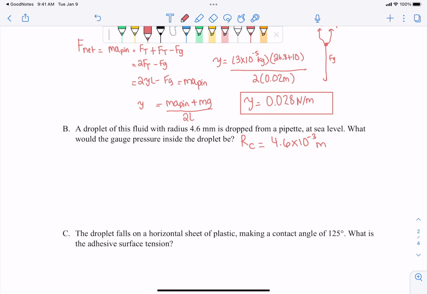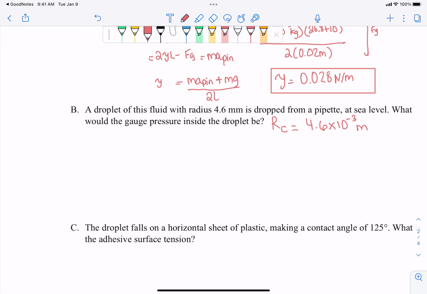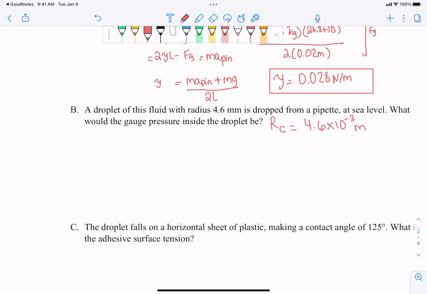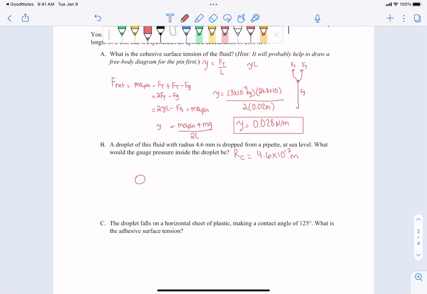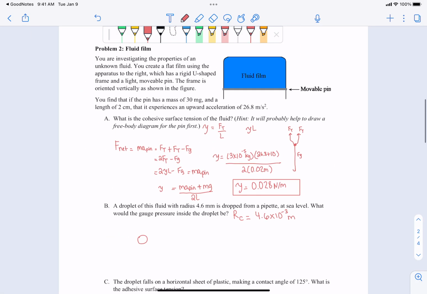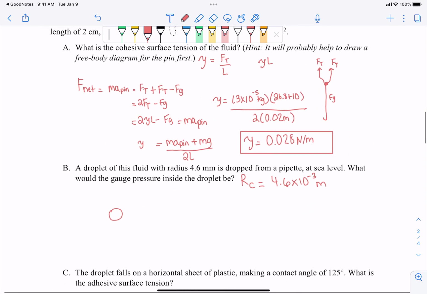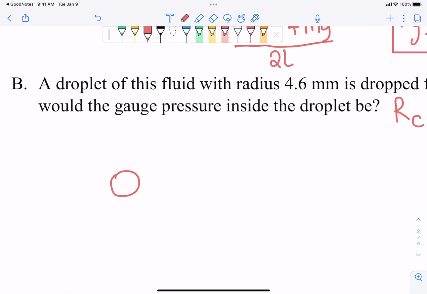Once we have our radius of curvature, we're trying to figure out the gauge pressure. Imagine a droplet. They just said fluid, but we can imagine a droplet of water. What pressure is acting on the outside? What do we know for sure that pressure value is supposed to be? Exactly, 10 to the 5th pascals, which is just the atmospheric pressure.